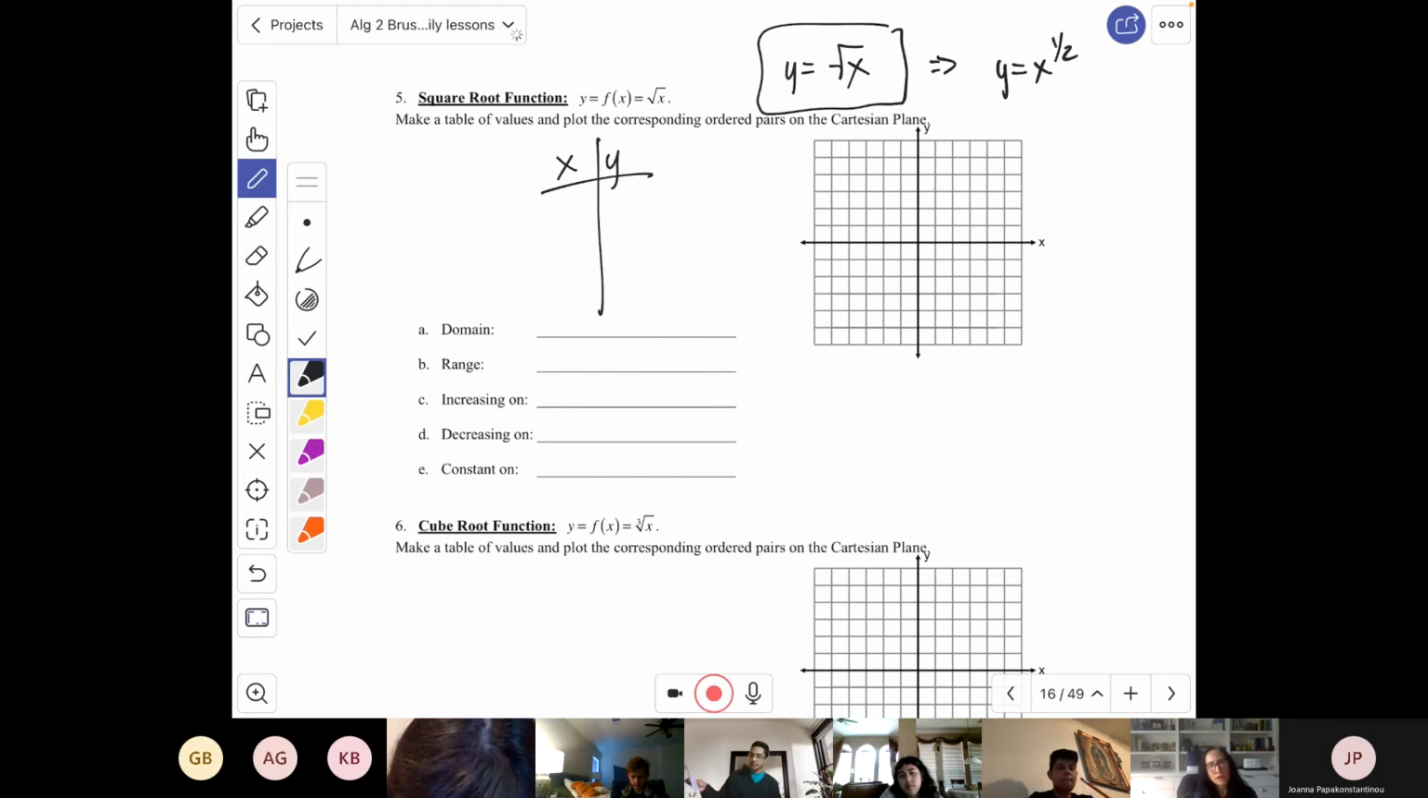Can I choose any number I want to substitute in for x and it would be defined over the set of reals? Can I choose 4? Is that valid? Yes. Okay, so if I substitute in 4 for x, what is y? Two. Okay, good.